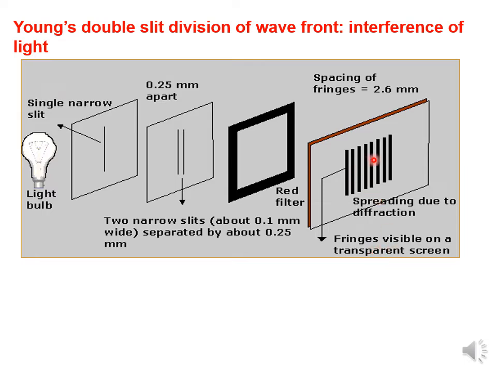On the observation screen we will have dark fringes and lightened fringes arranged together like that. The dark fringes due to destructive interference والlightened fringe due to constructive interference.